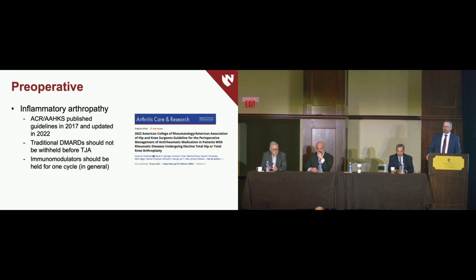So the American College of Rheumatology and AAHKS actually published guidelines on this in 2017, and then this was recently updated in 2022. This is a great paper. I would highly encourage you to use this as a reference. They went through all of the major classes of these drugs, and then specifically looked at lupus, and if the lupus was severe lupus, how you adjust the medications.